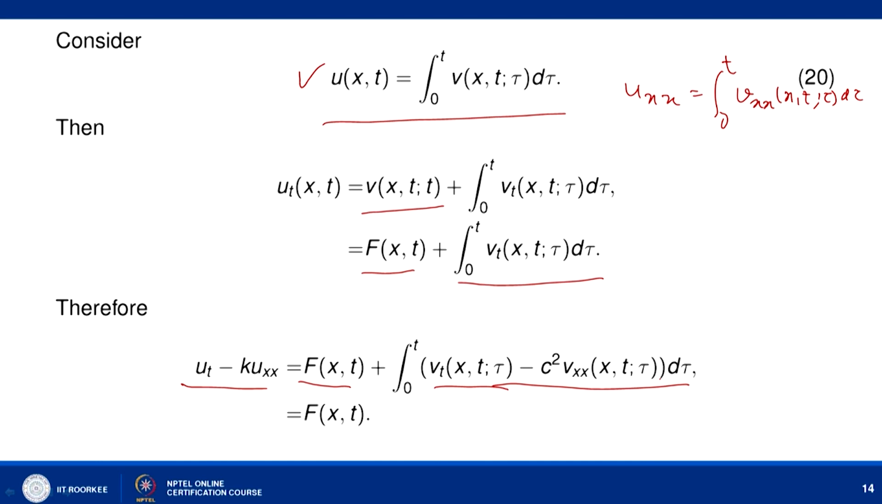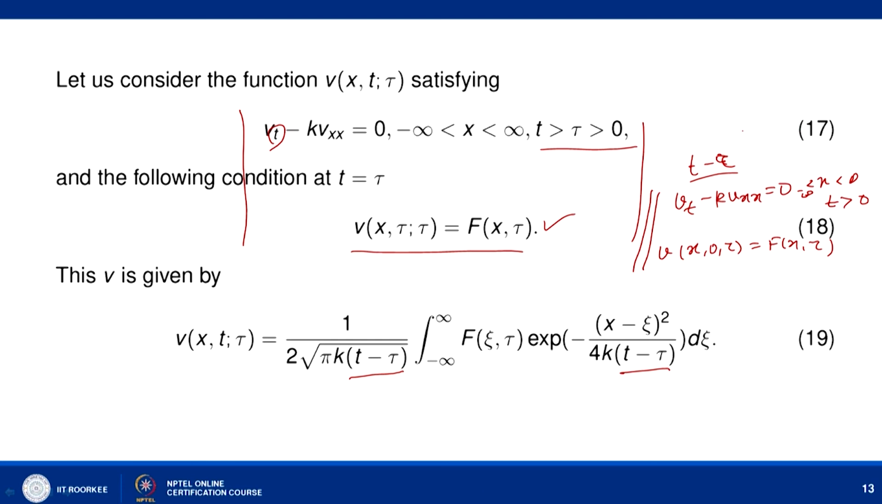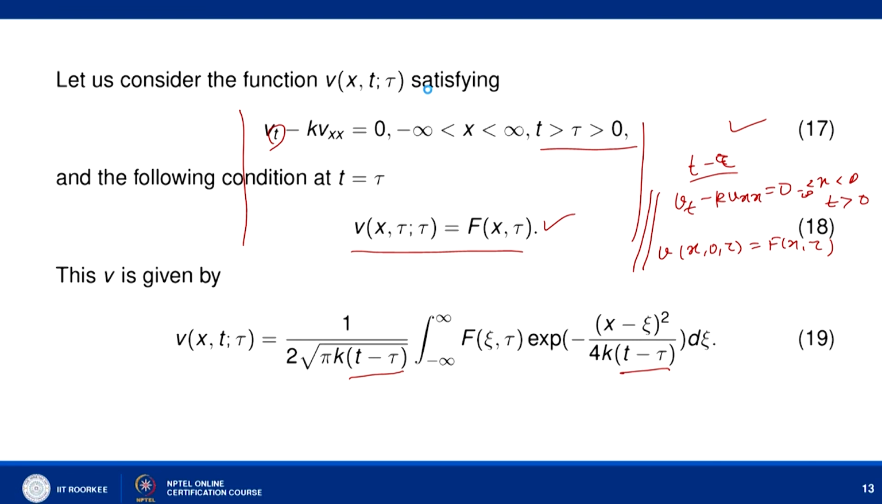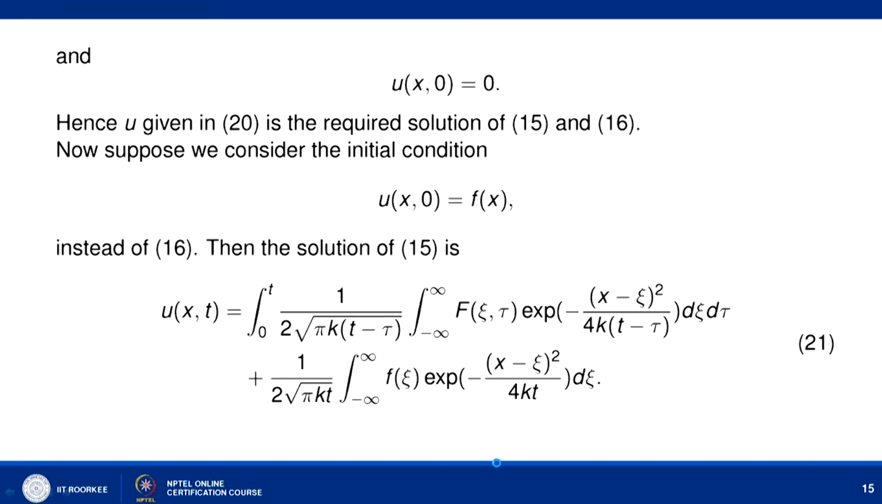So this part is going to be 0 because we satisfy the heat equation, that is what we have assumed in equation number 17. So from 17 we can say that this integral part is gone, and we have ut minus k uxx equal to f(x,t), and you can also verify here that at t equal to 0, u(x,0) is equal to 0 here. But we have assumed the initial condition that u(x,0) equal to f(x). So here again we have to use the superposition principle.